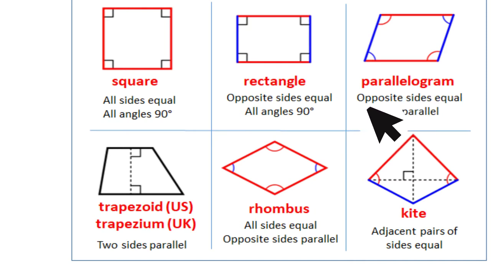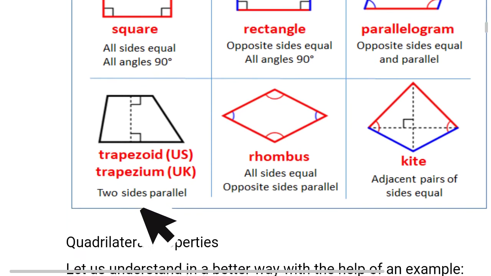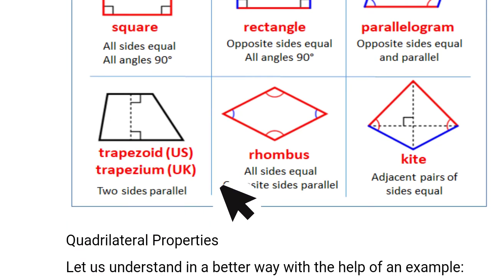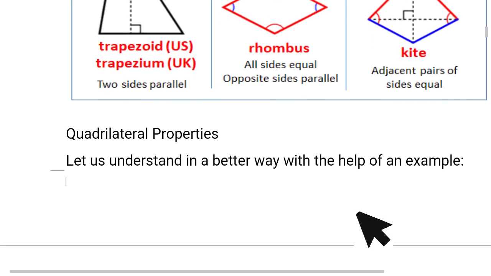For parallelogram, opposite sides are equal and parallel. For trapezium, two sides are parallel. For rhombus, all sides are equal and opposite sides are parallel. And for kite, an adjacent pair of sides are equal. In detail, we will understand it.